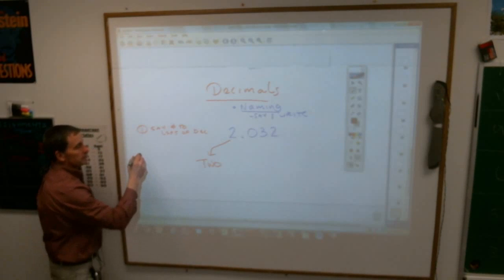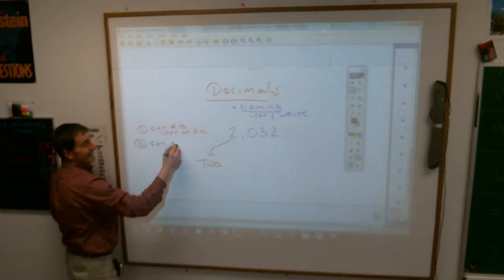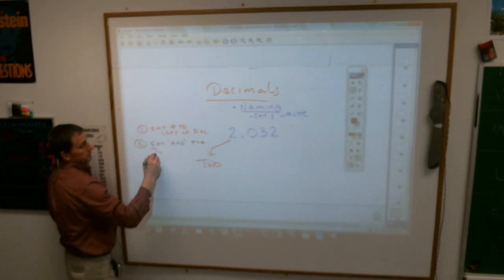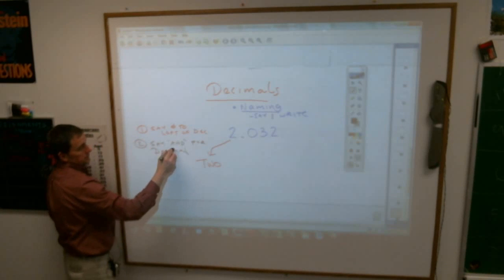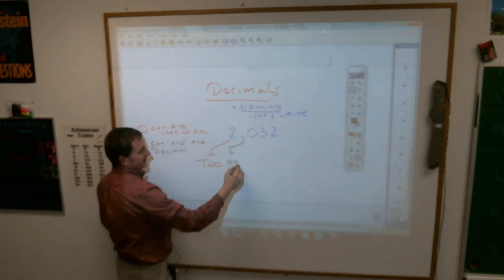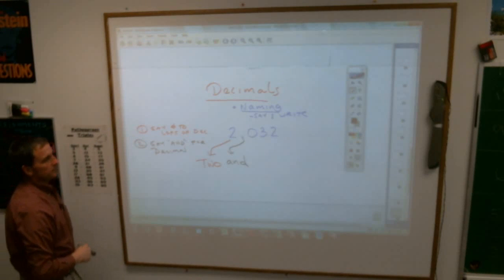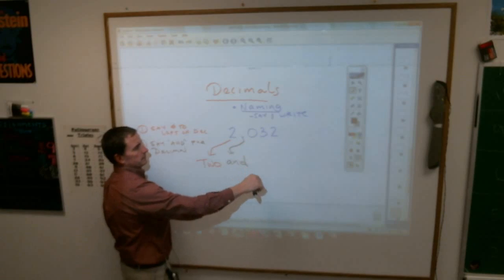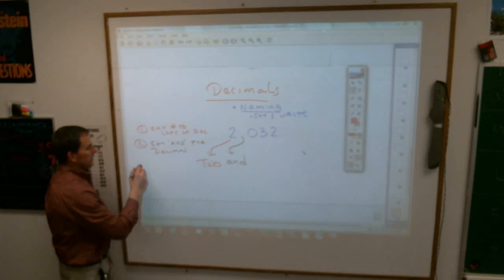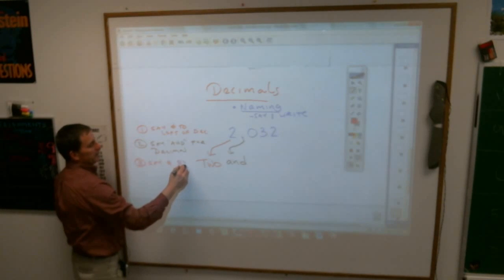Your second step is you say "and" for the decimal. So where the decimal is, you say the word "and". That's not very difficult, is it? No, Mr. Hahn, that's very simple. So 2 and. Step number 3 is you say the number right of the decimal.